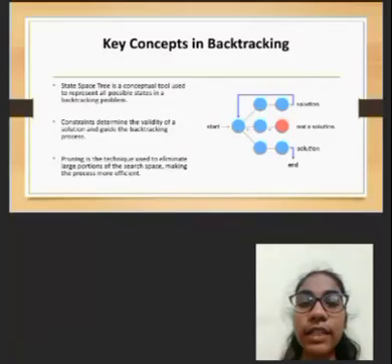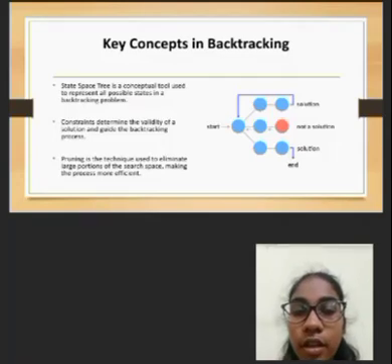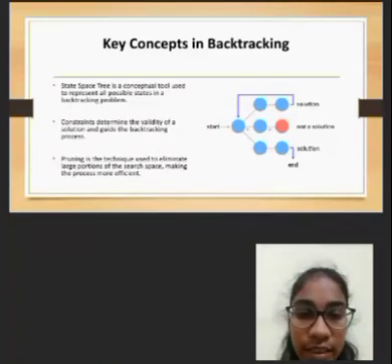Key concepts in backtracking. State space tree is a conceptual tool used to represent all possible states in a backtracking problem. Constraints determine the validity of a solution and guide the backtracking process. Pruning is a technique used to eliminate large portions of the search space, making the process more efficient.